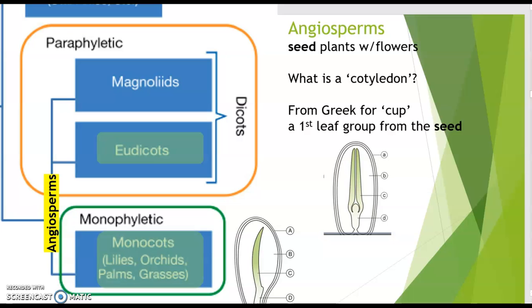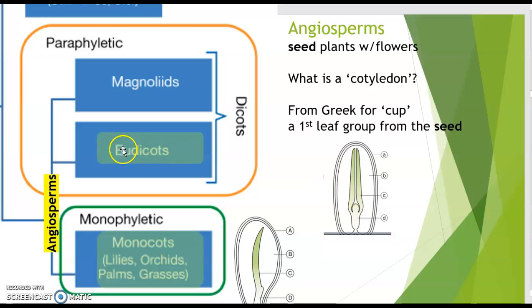When we look into what a cotyledon is, it is Greek for cup. And we're talking about the first leaf group that derives directly from the seed. So in other words, the first leaf is within the seed, ready to go upon germination. A monocotyledon family has one leaf that rises up as the sprout, and a dicotyledon family has two leaves in the seed ready to go upon germination.